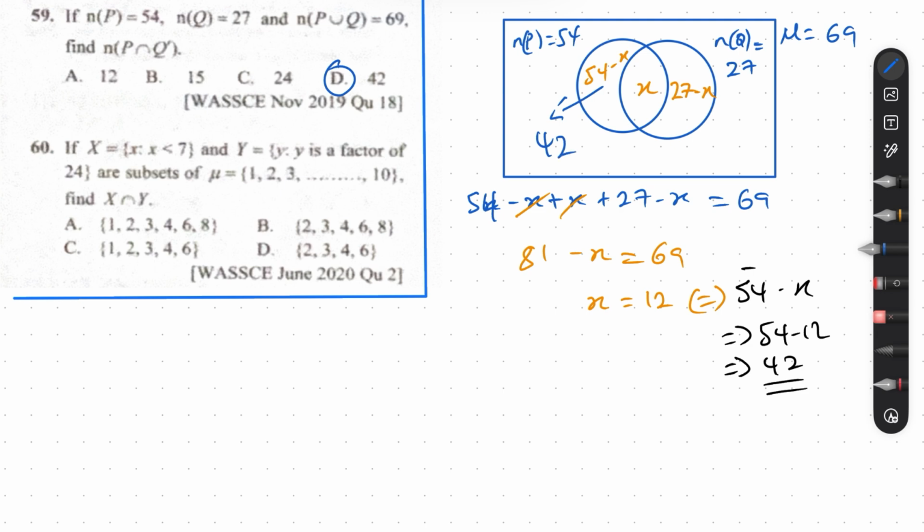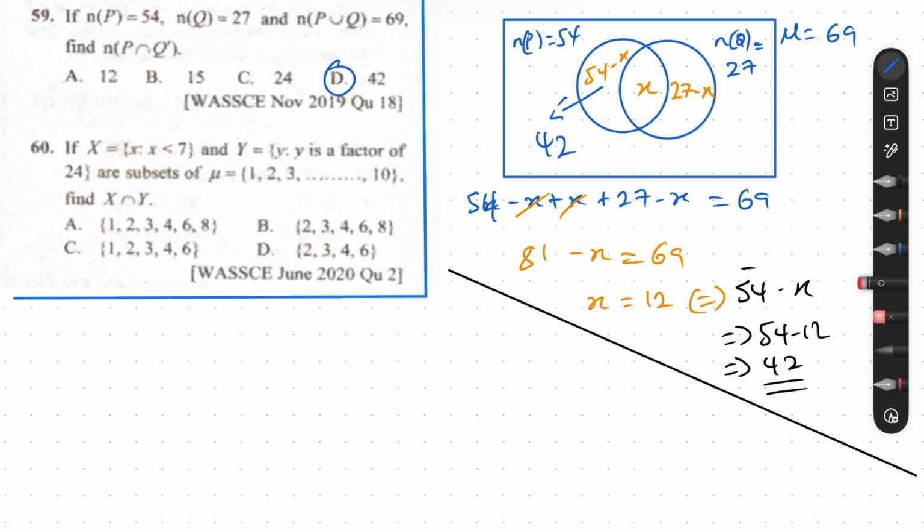Question number 60 says, let's draw a simple line here so we can have a separation. Okay, cool. It says X is the set such that X is less than 7, and Y is the set such that Y is a factor of 24, and they are both subsets of this universal set, then find X intersection Y.